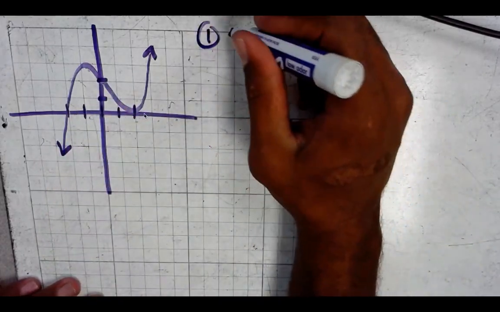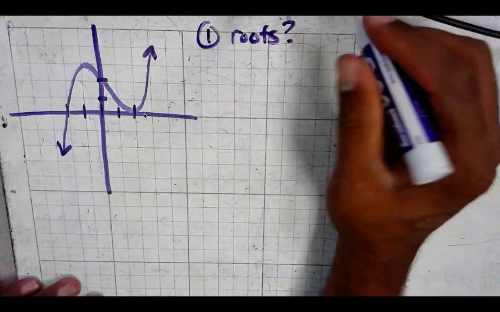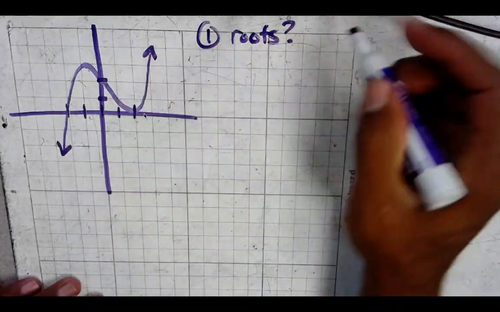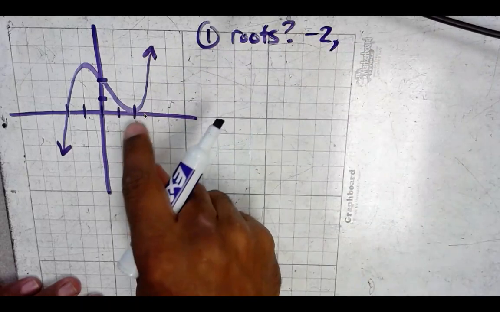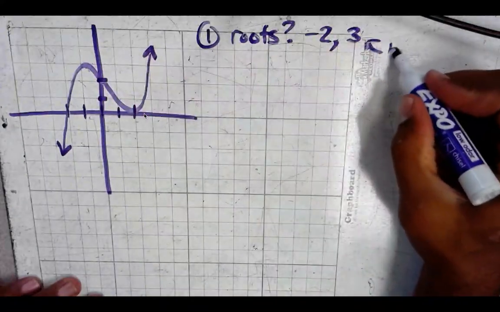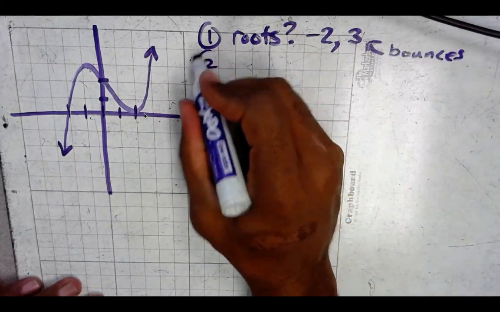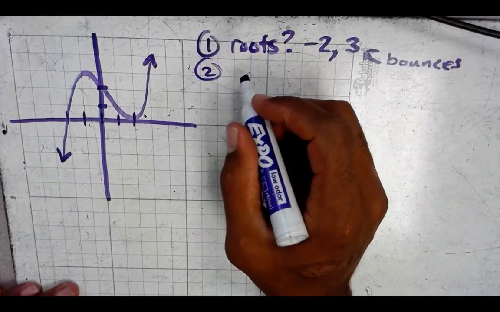So the first thing I need to know is the roots. What roots do I have? Or what are the x-intercepts? And I got roots at -2 and at 3. And you guys notice it bounces, right? It bounces at 3. So remember, that's a double root. So I'm going to write that a little bit differently when I first write out the equation.